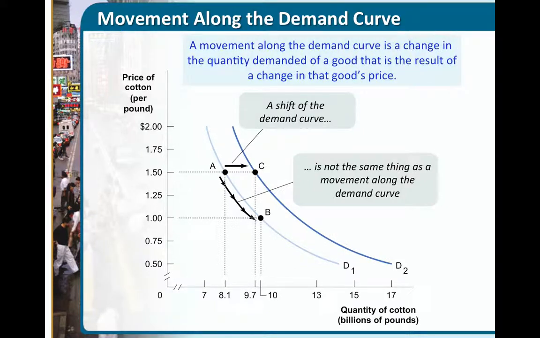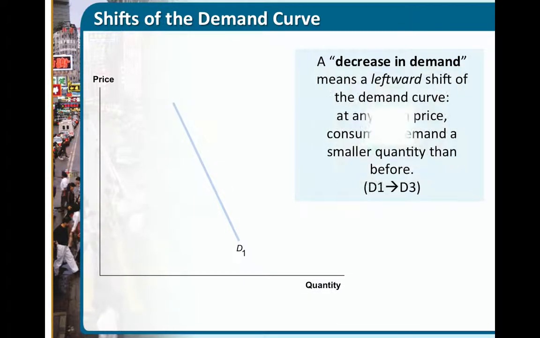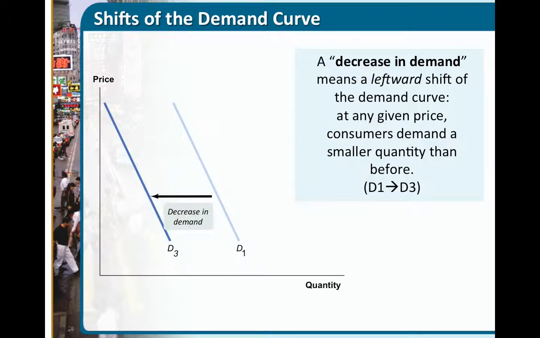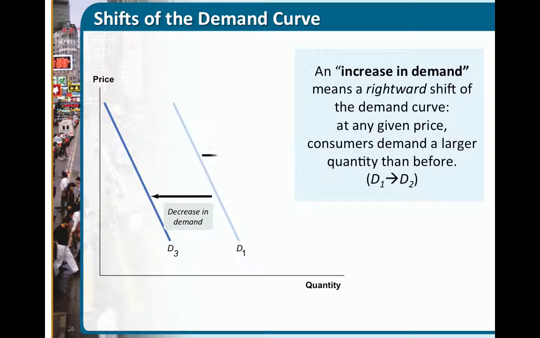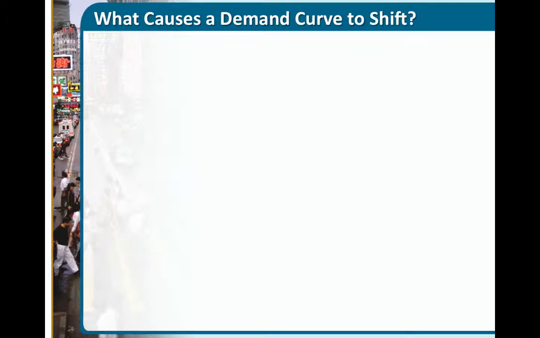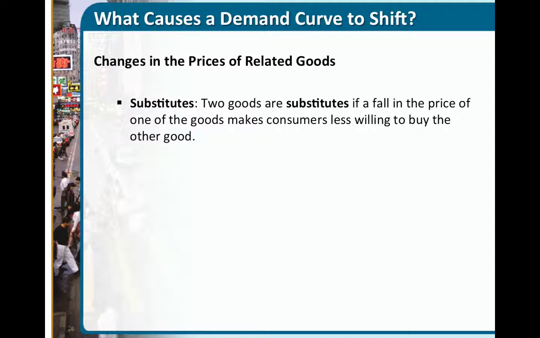This also shows the decrease in demand, which is a leftward shift of the demand curve. There's also the increase. Again, just to drive that point home, the demand curve can shift in either direction, and that could be because of the price of related goods. Two goods are substitutes, for example, if a fall in the price of one of the goods makes consumers less willing to buy the other good. Think of pizza and hamburgers.